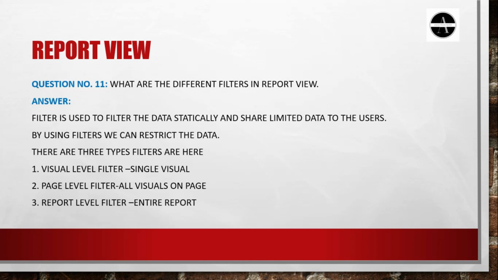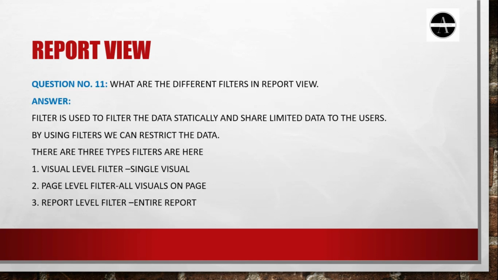There are 3 types of filters. First is visual level, second is page level filter, and third is a report level filter. Now you have to tell little things about these filters. So the visual level filter applies to the single visual on a report page. You can give the example like when we are going to find the top 10 products. So we are creating the visual for top 10 products. That time we can use this visual level filter for that particular visual where we can see only the 10 products.